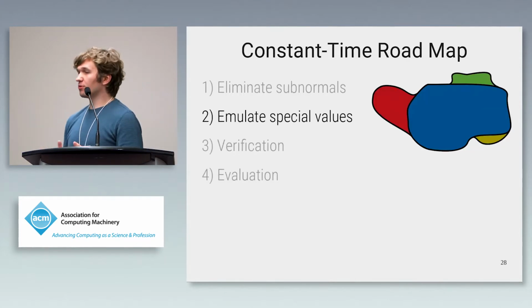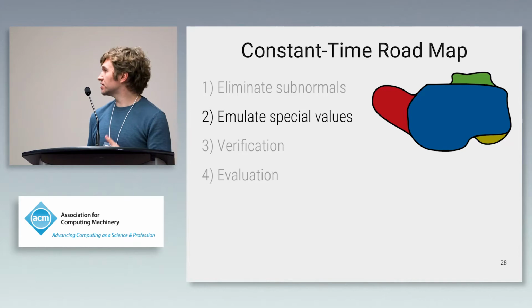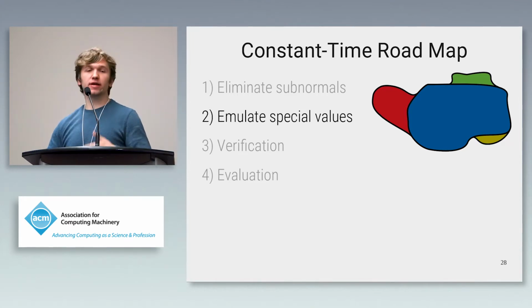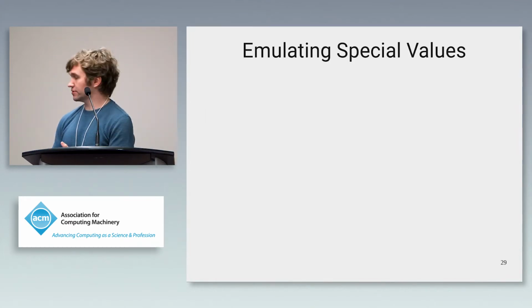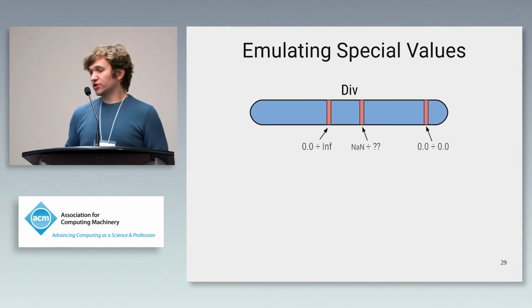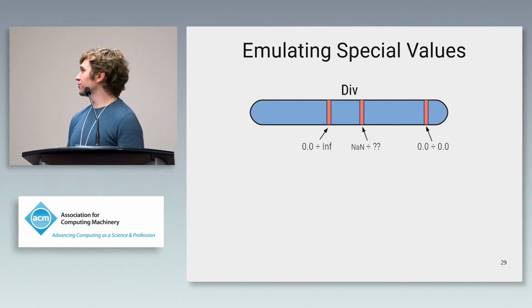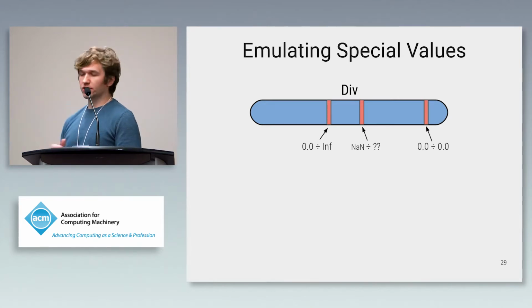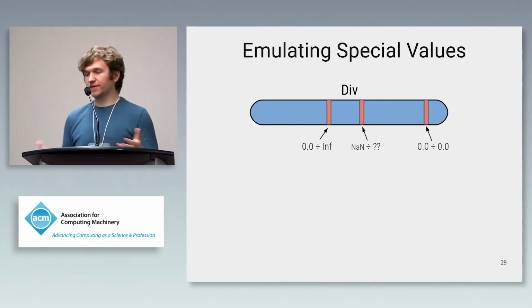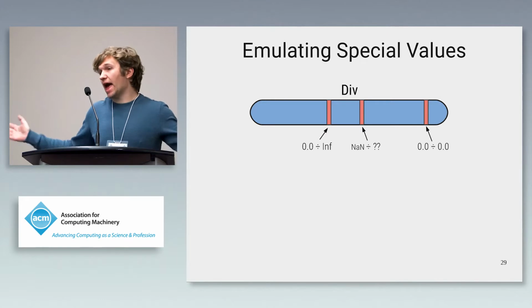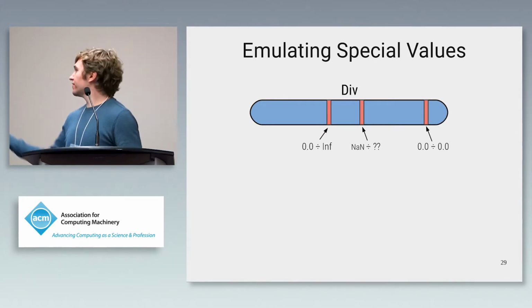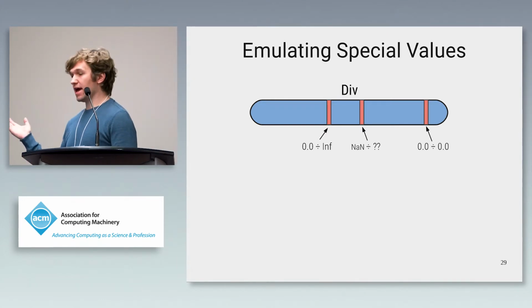All right. So covering subnormals, we still have to deal with these special values. In this case, we emulate them. We actually want to produce the right answers. So division in particular has a lot of cases with special values. So here's just some of them. 0 divided by infinity, NaN divided by anything. 0 divided by 0 is another case that gives NaN.